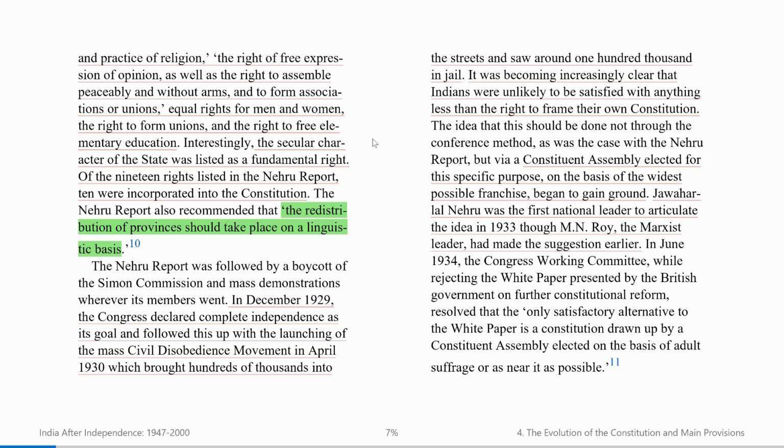Then Jawaharlal Nehru said that we want a constituent assembly, and that should decide the constitution. M.N. Roy also talked about this. The British brought a white paper on further constitutional reforms, but the idea became that the white paper was rejected by the Congress.